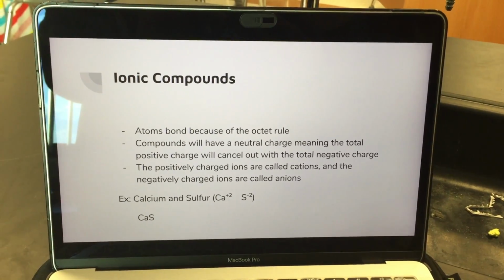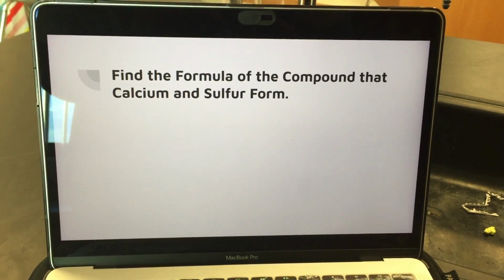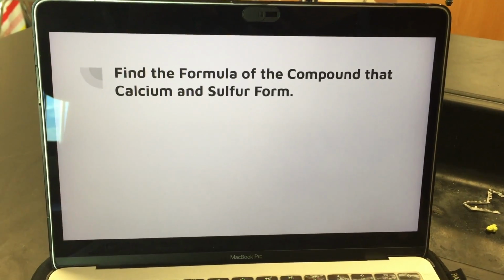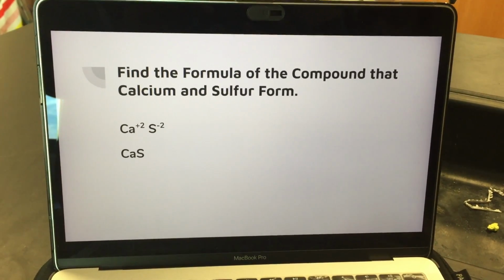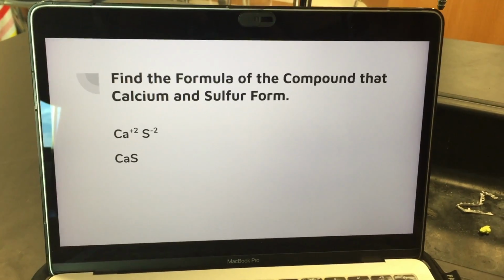For example, if you have calcium with a positive 2 charge and sulfur with a negative 2 charge, the charges will cancel out. So in the example it says, find the formula of the compound that calcium and sulfur form.